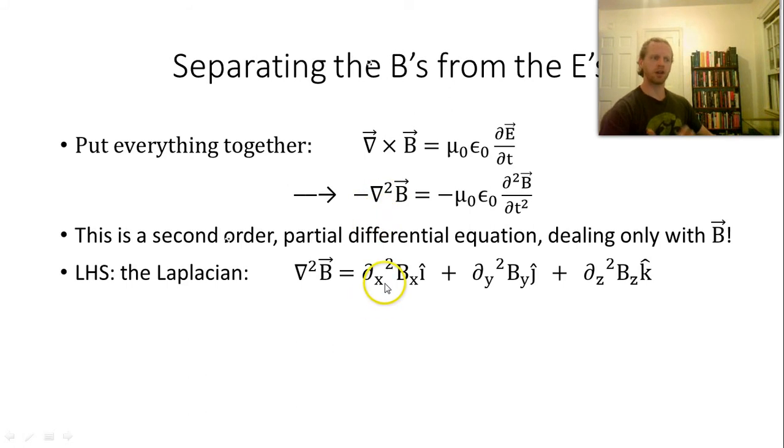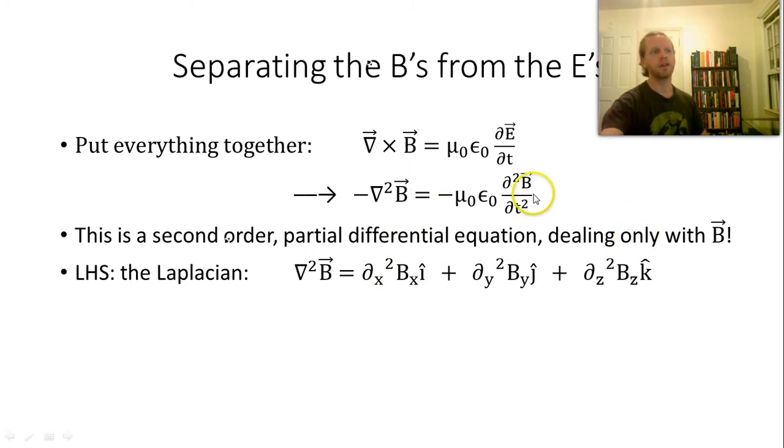It's the second derivative in x of the x component of B. So d²/dx² Bx in the i hat. And the same thing, it's the second derivative with respect to y of By in the y direction. So the important point is this is a vector. It has i hat, j hat, and k hat, and it's also a second order derivative of x and then of y and then of z.